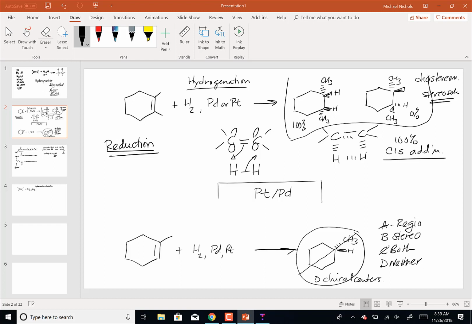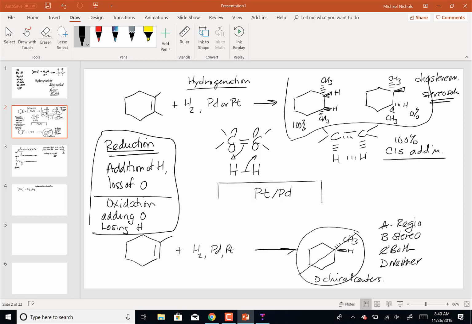And in organic chemistry, we talk about reduction in terms of an addition of hydrogen to the molecule, or a loss of oxygen. That's reduction. Oxidation, in organic chemistry, we typically talk about adding oxygen or losing hydrogen. Those are the way we define oxidation reduction in organic.